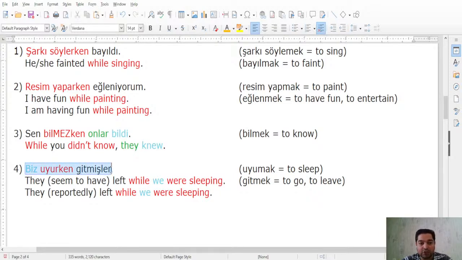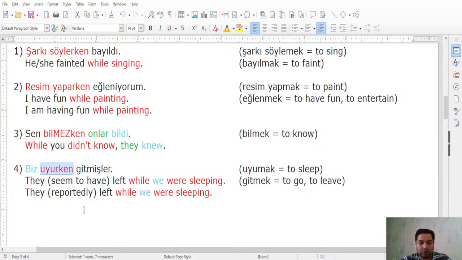Biz uyurken gitmişler. Gitmişler may have two meanings because reported past tense has two meanings, right? Usually two broad meanings. One is something that you learn afterwards or something that is reported to you. If you notice something afterwards, they seem to have left while we were sleeping. If something is reported to you, you will say they reportedly left while we were sleeping. So don't pay attention to those differences in the meanings about the leaving.